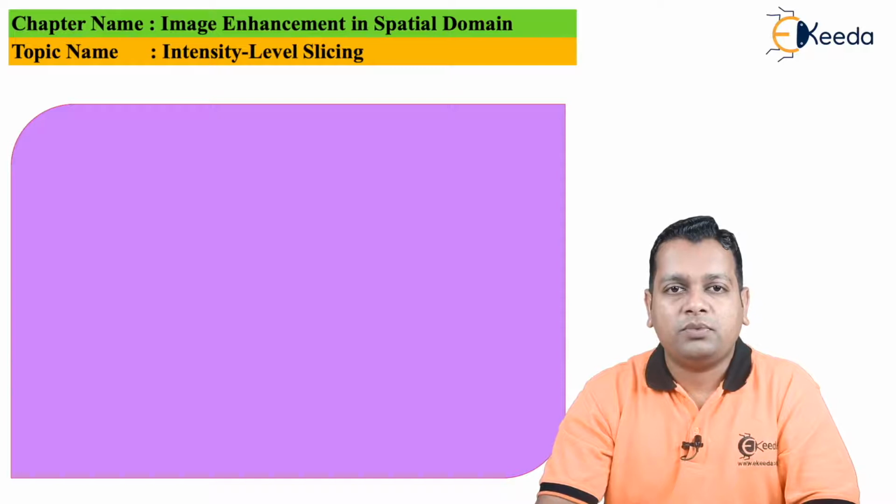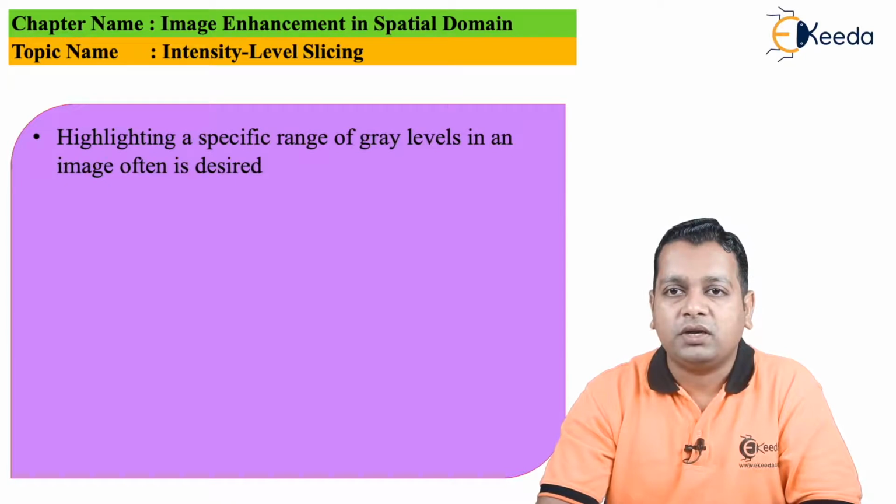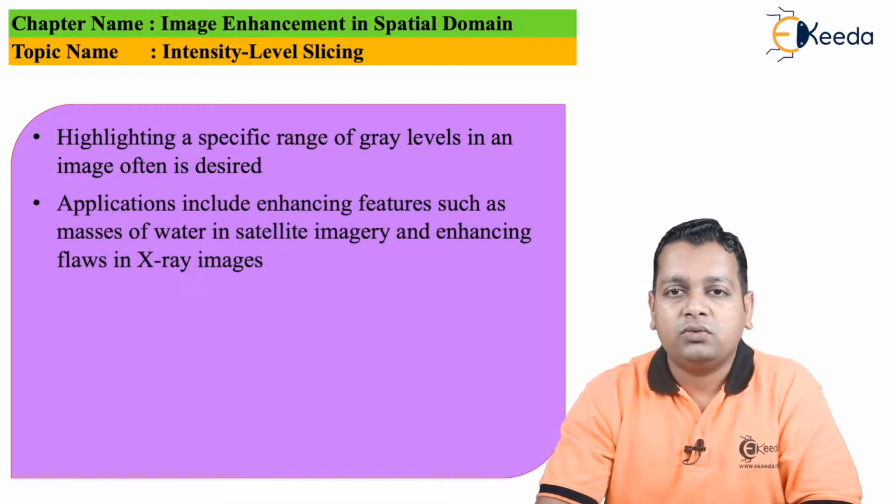This is a prototype of digital image processing for better understanding, after image acquisition. Intensity level slicing is highlighting a specific range of gray levels in the image, which is often desired in a few applications. These include enhancing features of the image, for example masses of water in satellite imagery that the missions are intended to find, and also enhancing flaws in X-ray images. We use intensity level slicing by highlighting the specific range of gray levels.